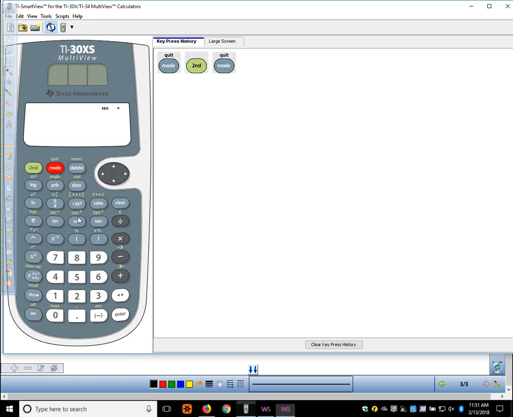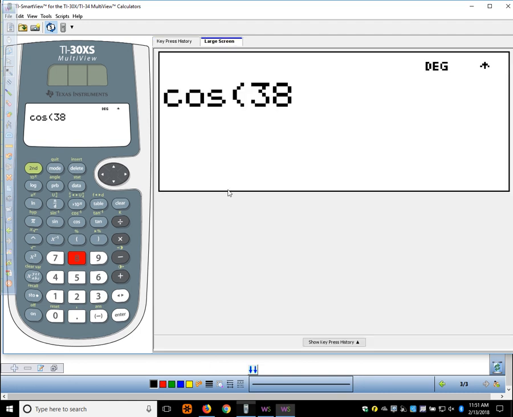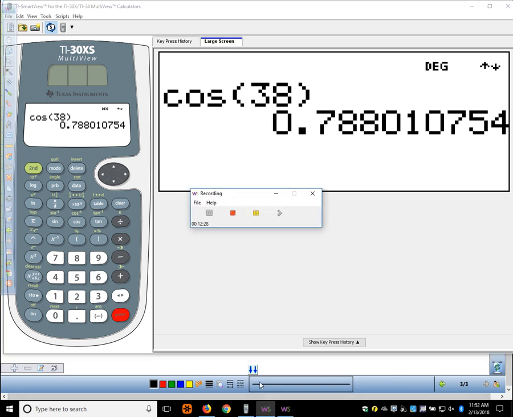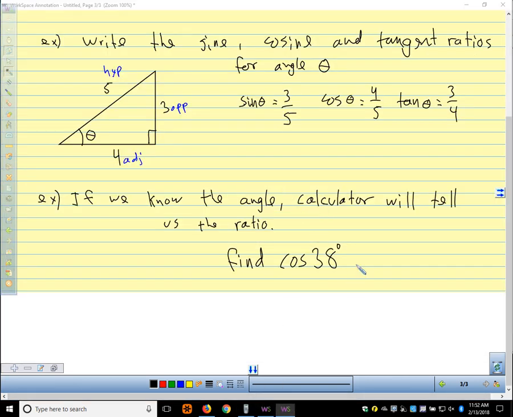So we want to do the cosine. Well, there's my cosine button of 38. Just put it in the calculator just like we wrote it. Close my parentheses, hit enter, and that tells me the cosine of 38 degrees is about 0.79. So the ratio, adjacent over hypotenuse, for a right triangle with a 38-degree angle, is 0.79. All right, questions there?